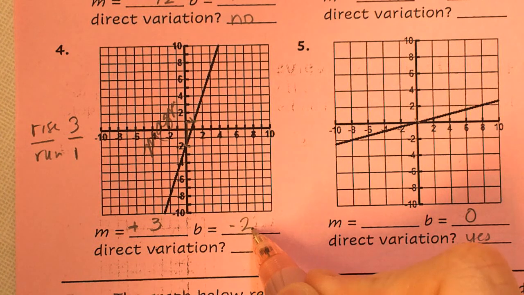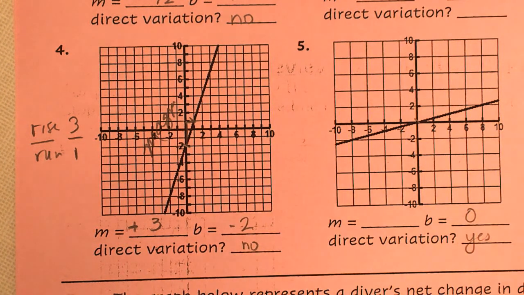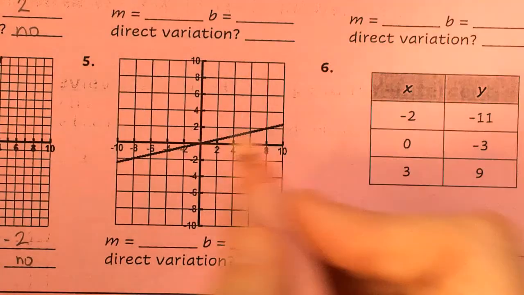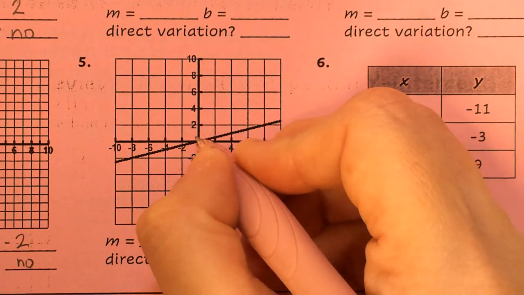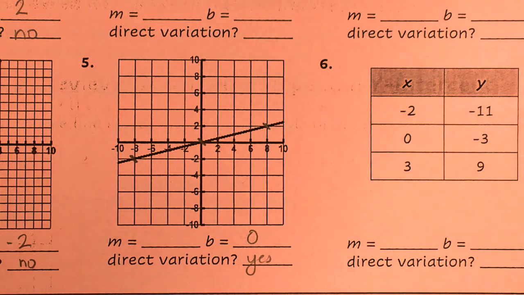Since it has a y-intercept that's not 0, it doesn't go through the origin. This one is not direct variation. Okay, and this last one here, I'm going to look for the points. So I go through 0, 0. It kind of looks like I go through there and there as well.